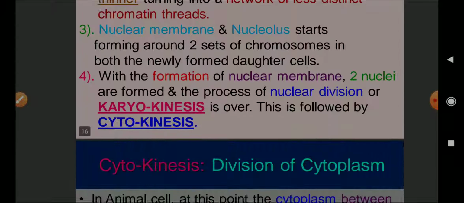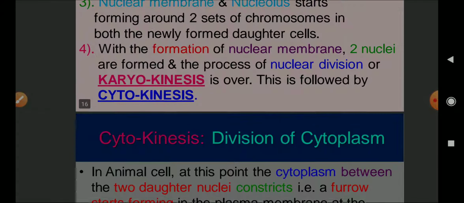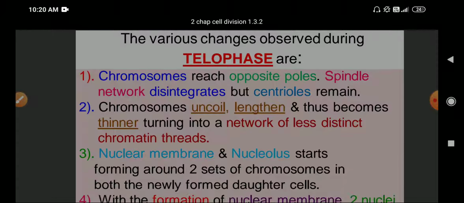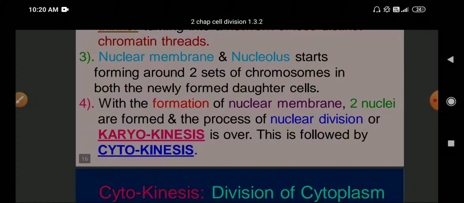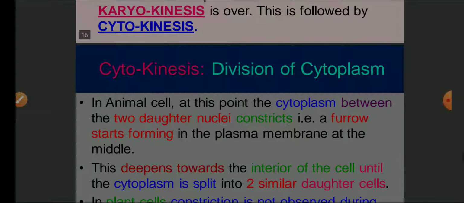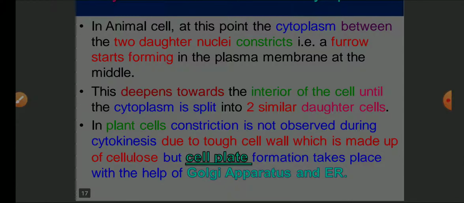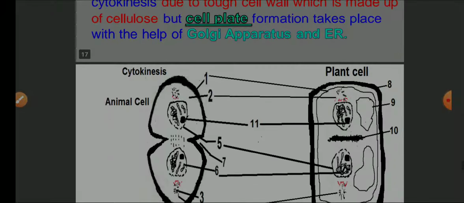So I hope you understood the whole process of mitosis. If you have any questions or doubts, let me know. We'll work it out some other time. Questions related to mitosis, I will put in the next episode. I hope you understood this part.